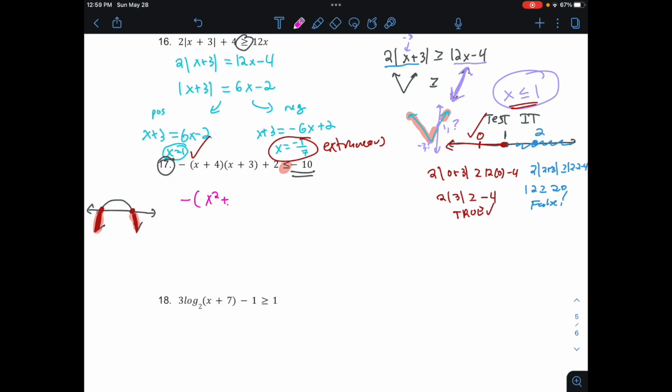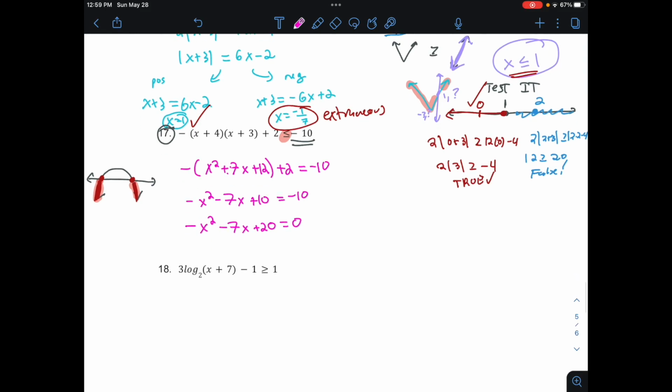First, we're going to distribute out. So we get negative x squared plus 7x plus 12 plus 2 equals negative 10. So we need to contain everything into a single quadratic. Hopefully it factors. Otherwise, we're completing the square or using the quadratic formula. Negative x squared minus 7x minus 12 plus 2 gives us plus 10 equals negative 10. Add in another 10. Negative x squared minus 7x plus 20 equals 0. Quadratics we said equal to 0.